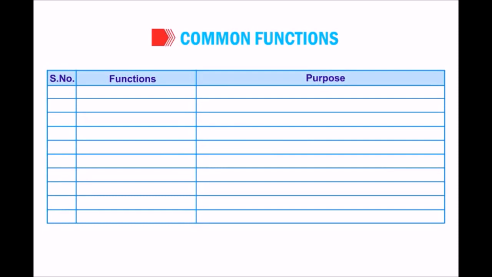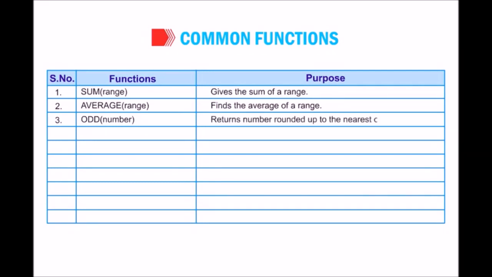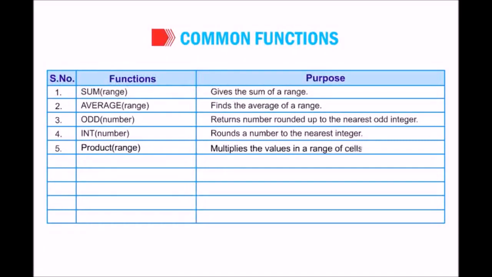Functions and purpose. Number 1: Sum, range. Purpose: give the sum of a range. Number 2: Average, range. Purpose: finds the average of a range. Number 3: Odd, number. Purpose: returns the number rounded up to the nearest odd integer. Number 4: Int, number. Purpose: rounds a number to the nearest integer. Number 5: Product, range. Purpose: multiplies the values in a range of cells.